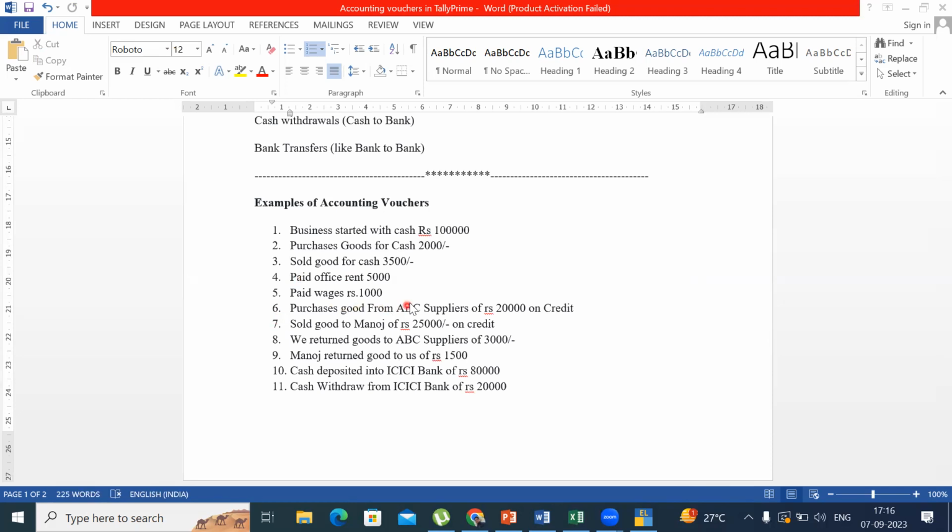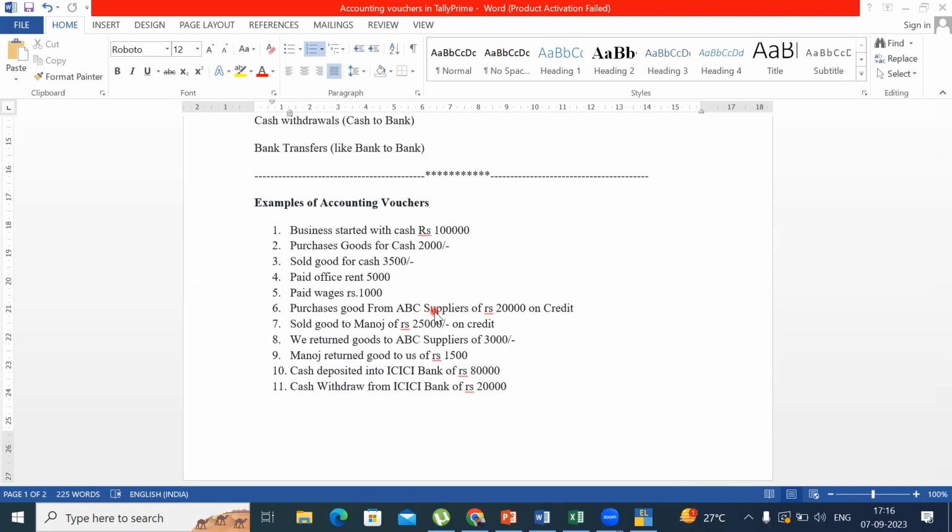Purchased goods from ABC suppliers of rupees 20,000 on credit. So there are two types of transactions: cash-based transactions and credit-based transactions. You must understand that some types of transactions are cash, settled instantly. Some types of transactions are credit based.